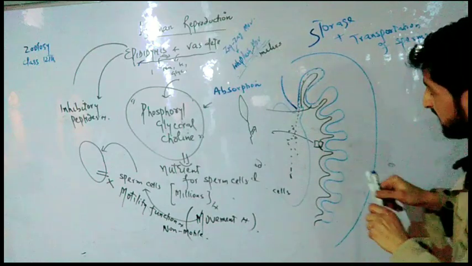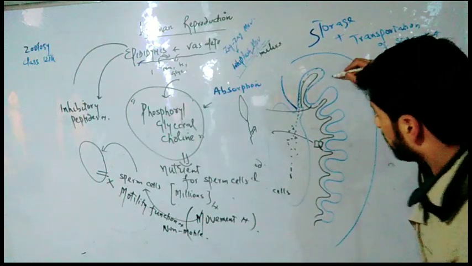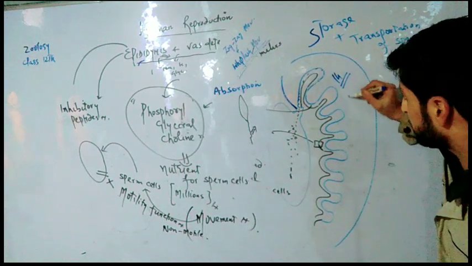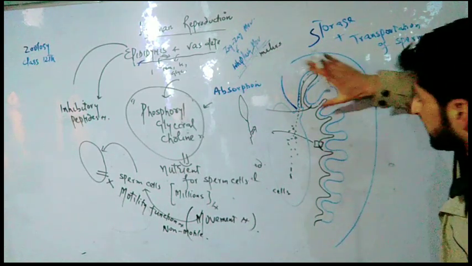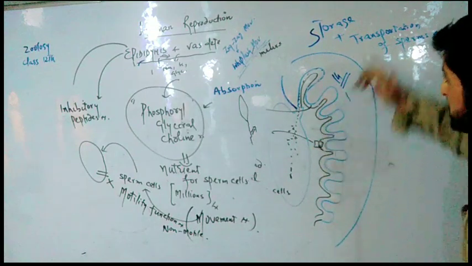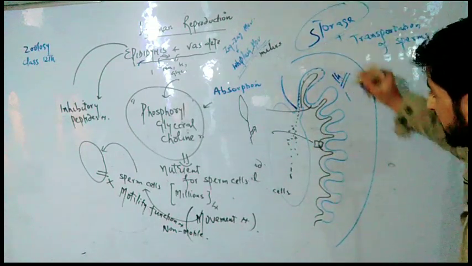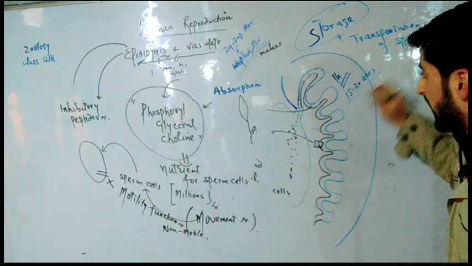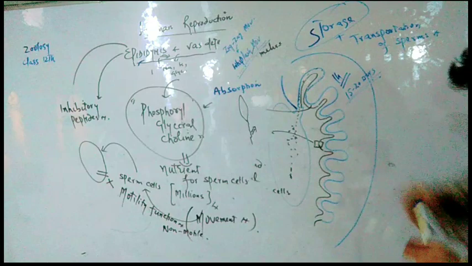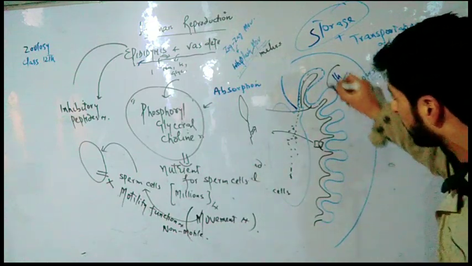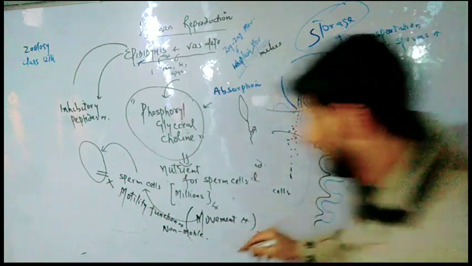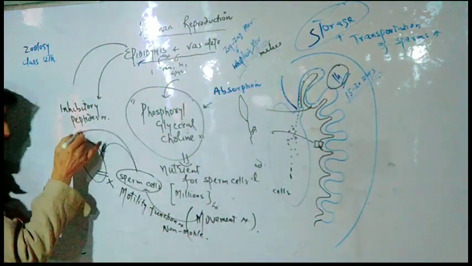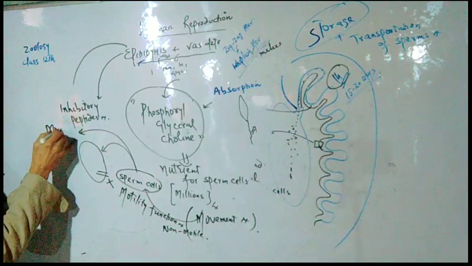In the epididymis, sperms stay usually for 14 days. But in your textbooks, it may be written that sperm cells are stored in the epididymis for 15 to 20 days. In these 15 to 20 days, or usually in these 14 days, sperm cells gain the power of movement.